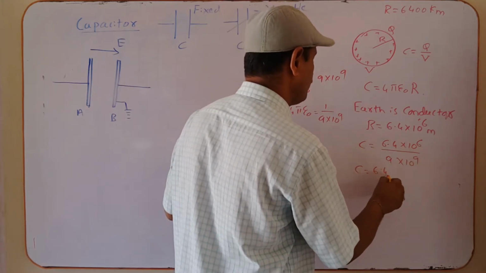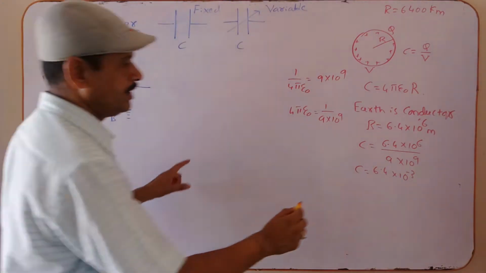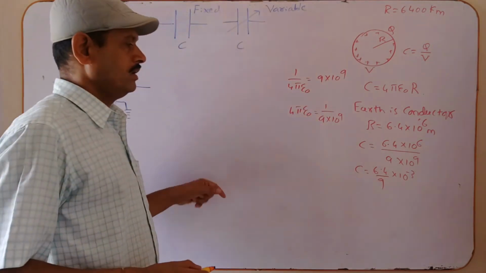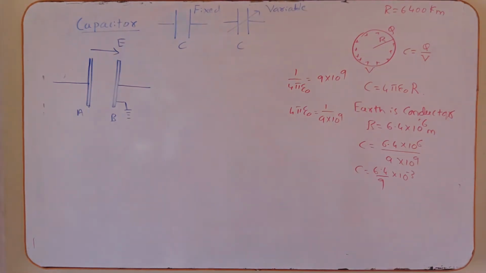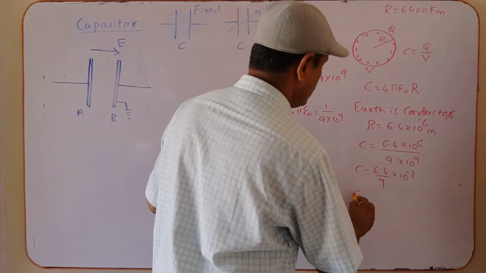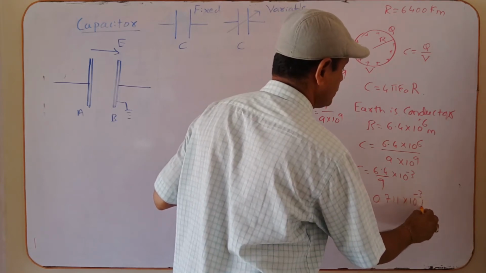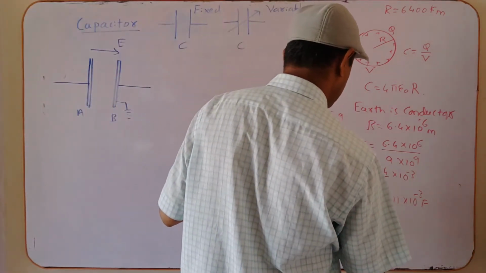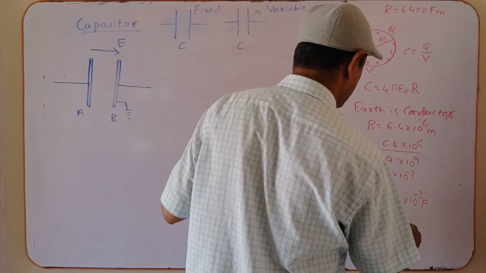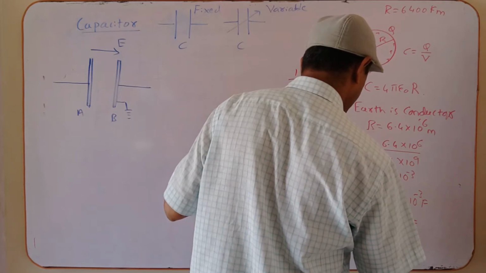C is equal to 6.4 into 10 to the power of minus 3 divided by 9. If you divide this, what value do you get? I think it is near about 0.711 into 10 to the power of minus 3 farad. And now see, that capacitance is near about 711 into 10 to the power of minus 6 farad. Now it is near about 711 microfarad.